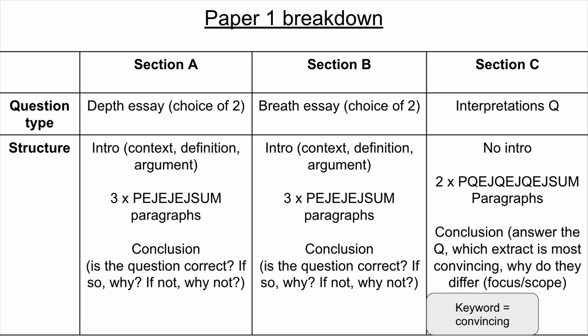So paragraph 1 on interpretation 1 and paragraph 2 on interpretation 2, and then the conclusion is very important, where you're answering the question, you're saying which extract is most convincing, and you're saying why they differ. And that's almost always because they're focusing on different things or they've got different scope.